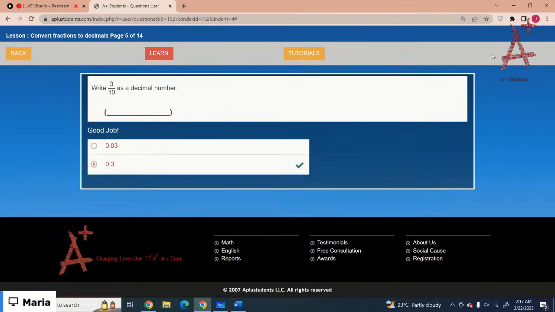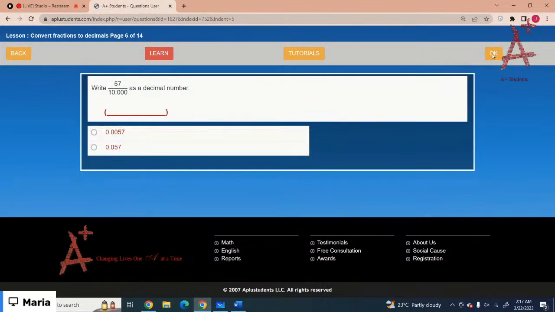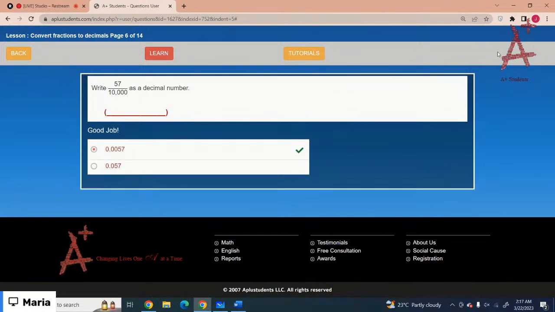Got it? Okay, the next one is write 57 divided by 10,000 as a decimal number. So which is the correct option? Option 1 or option 2? You have to move the decimal point four places left. Just count the decimal places in the options. Which option has four decimal places? Four decimal places means right after the decimal point you have four digits. Yes, very good. That would be the first one. See, you have four numbers right after the decimal: 1, 2, 3, and 4. Got it? So option number 1 is the correct option.